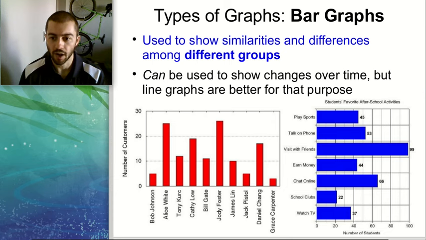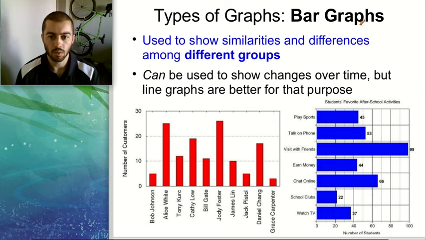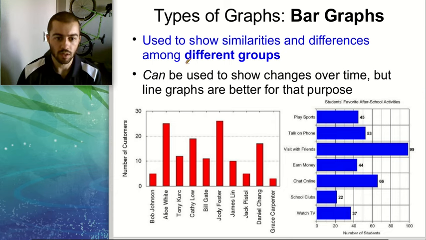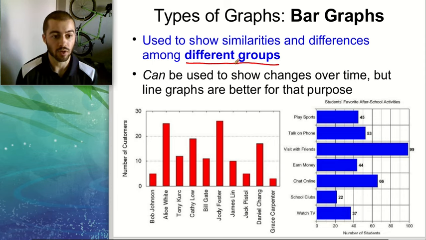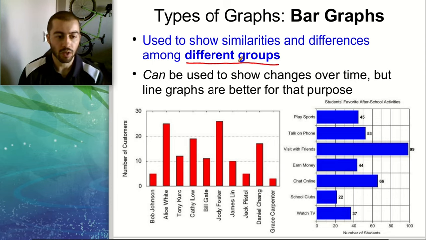Okay, the next type of graph, bar graphs. What we do with bar graphs is show differences between different groups. These are going to be slightly different than line graphs because we're not looking over time, although you can do that with a bar graph. It's really better suited for a line graph. The thing we're doing with bar graphs is comparing different groups.